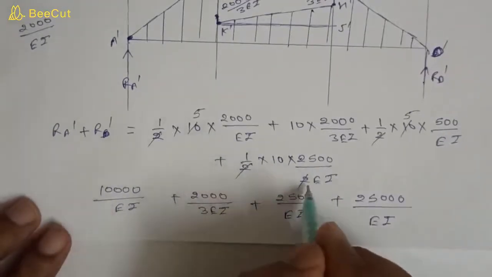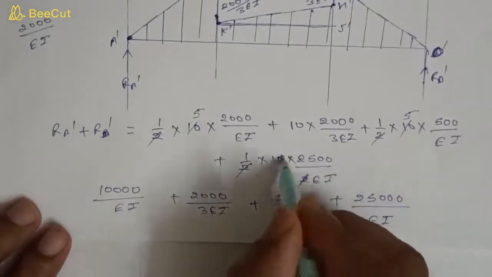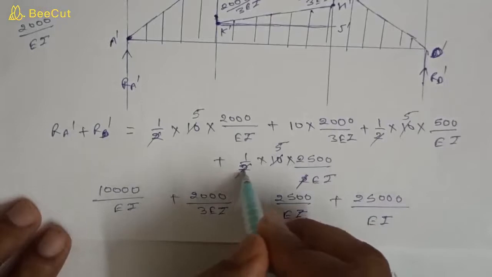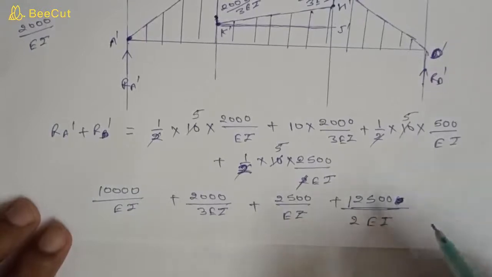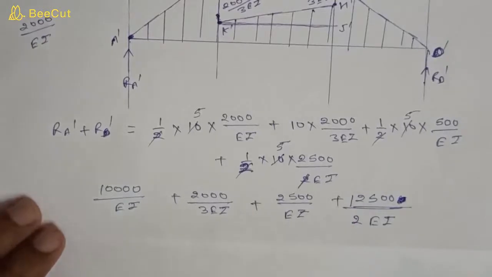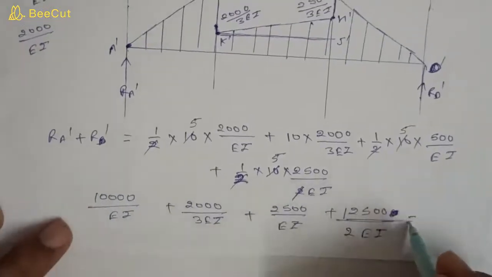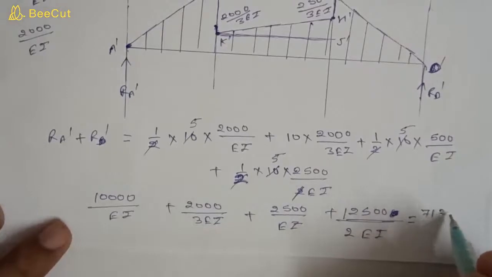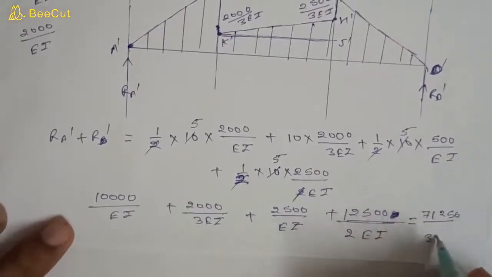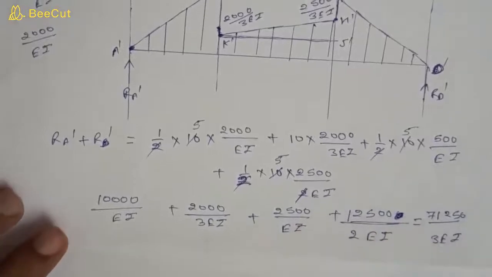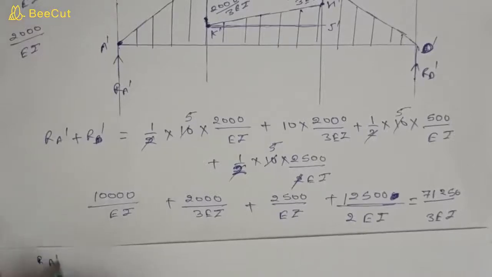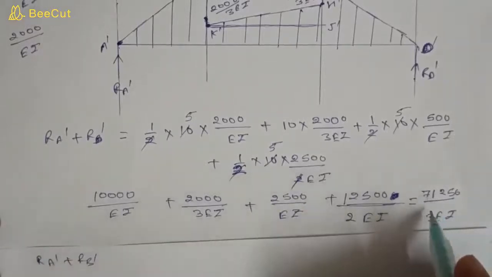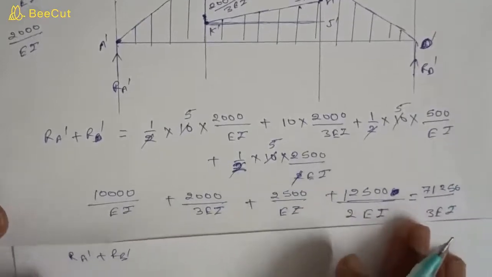Sorry, there is a mistake. This is half and half, it will be 4, so this 2 will cancel this 5 and this 2 will remain here, so it will be 12,500 divided by 2I. So if you add all these, you will get 71,250 upon 3EI. So this is the value of RA plus RD. So we can write RA dash plus RD dash is equal to 71,250 divided by 3EI.